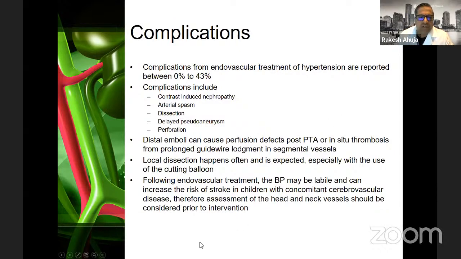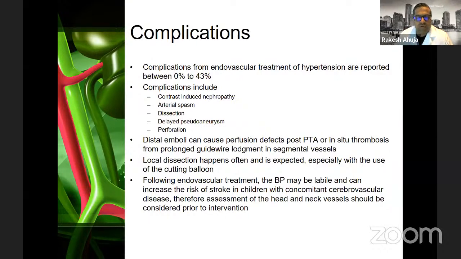All these are known. Distal emboli can also cause perfusion defects, especially after angioplasty or from in situ thrombosis due to a prolonged guide wire in the segmental vessels. Local dissection often is the name of the game when you're using the cutting balloon.